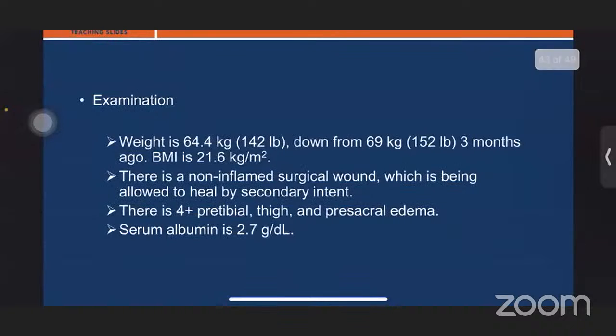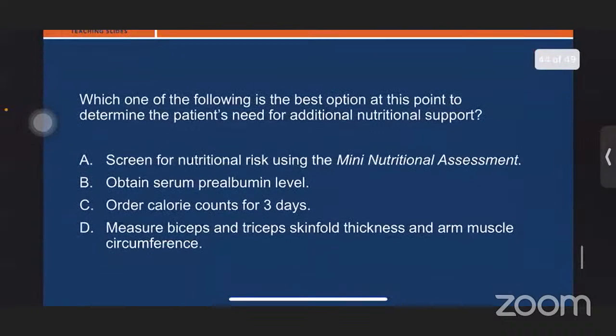On examination, her weight is 142 pounds, which has come down from 152 pounds within the past 3 months, and her BMI is 21.6. There is a non-inflamed surgical wound which is being allowed to heal by secondary intent. There is 4+ pretibial, thigh and presacral edema, and the serum albumin is 2.7. So based on this, which of the following is the best option at this point to determine the patient's need for additional nutritional support?